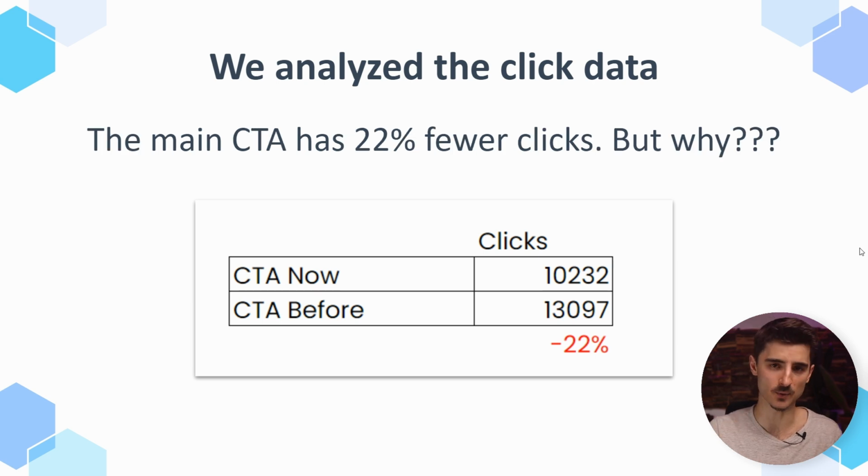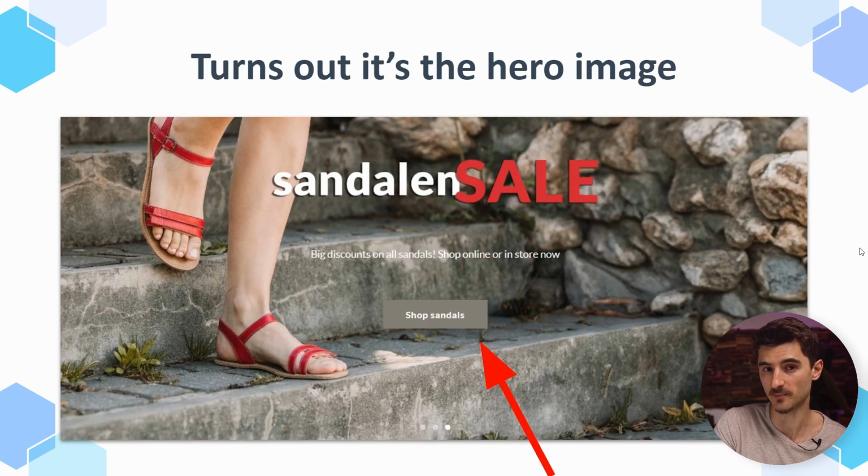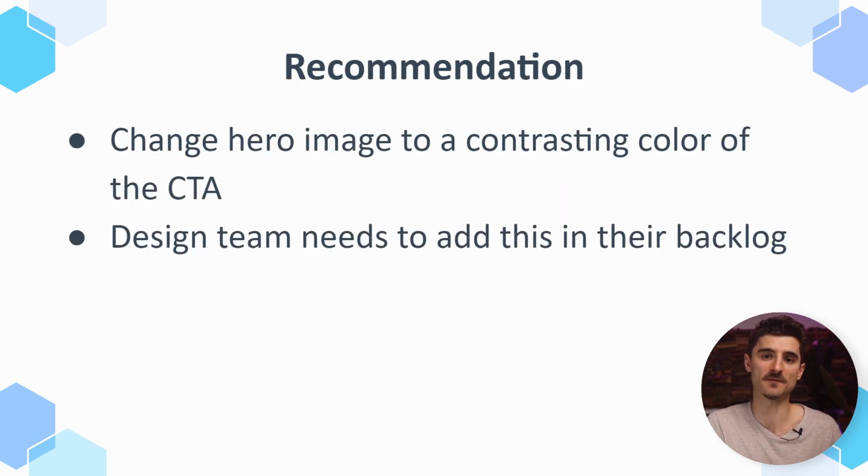So we had to meet up with the team and just analyze what happened, what has changed in the past month on the homepage. And we noticed that the new homepage hero banner makes the CTA blend in with the background, so you almost don't see it. So that's why, as a next step, we recommend modifying the image and making it a contrasting color to the CTA. But I'll leave the details with the design team.